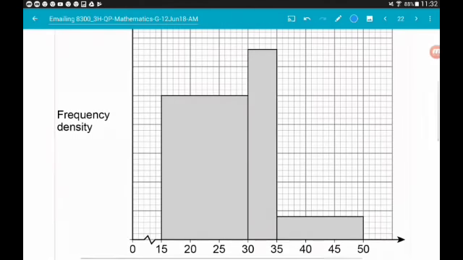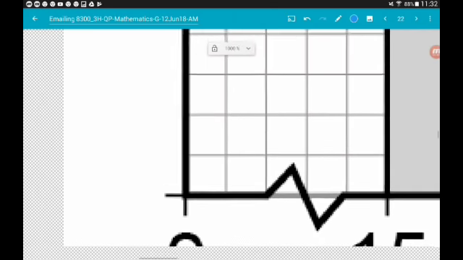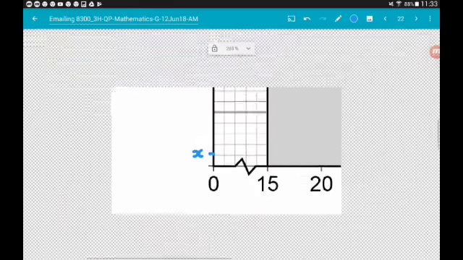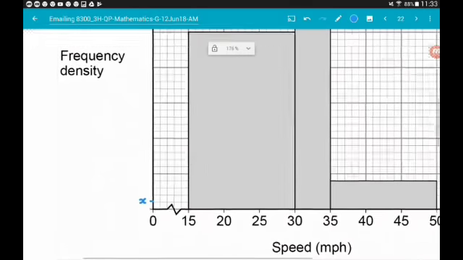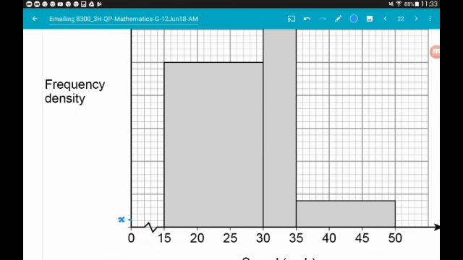Now, looking at the bars, the first one goes up to a nice whole big square, but the other two don't. So what we're going to do is pick a scale for our frequency density. We're going to say every little square is worth x. So, with that in mind, we can now work out the areas of each bar in terms of x.